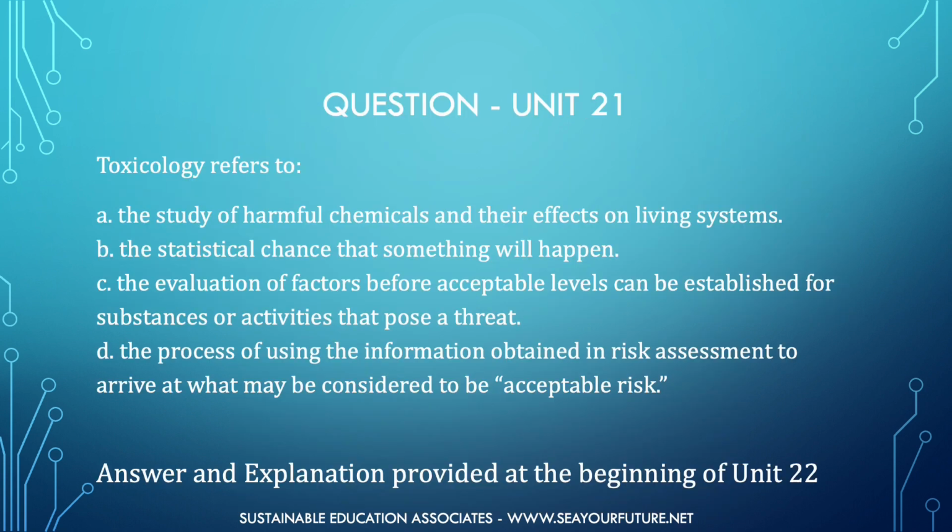Here is your question for Unit 21. Toxicology refers to Choice A, the study of harmful chemicals and their effects on living systems. Choice B, the statistical chance that something will happen. Choice C, the evaluation of factors before acceptable levels can be established for substances or activities that pose a threat. Or Choice D, the process of using the information obtained in risk assessment to arrive at what may be considered to be acceptable risk. The answer and explanation are provided at the beginning of Unit 22.